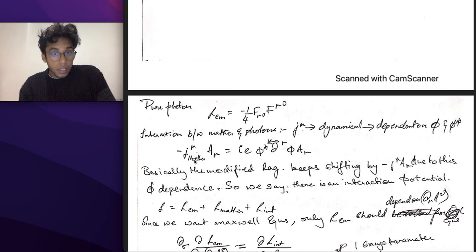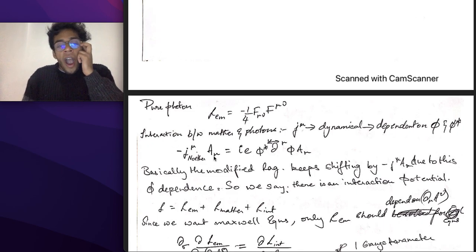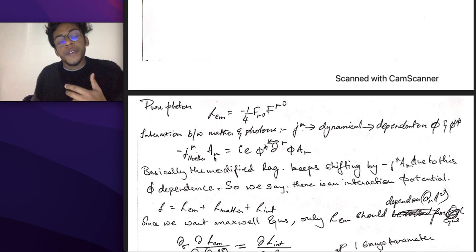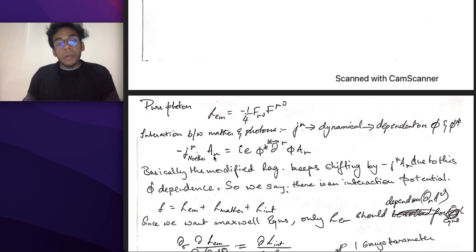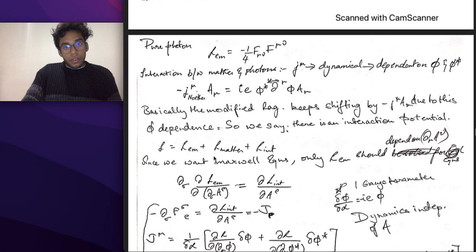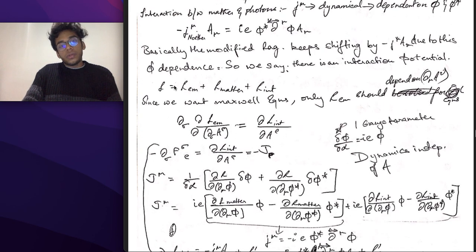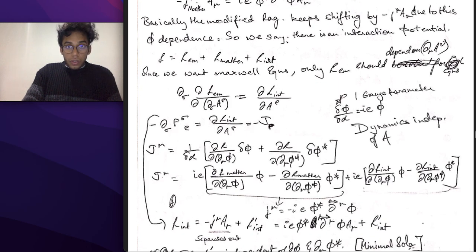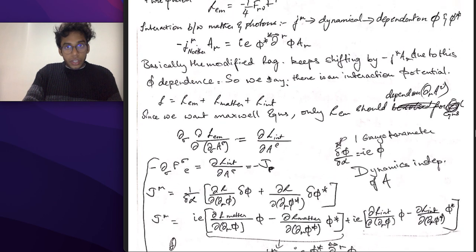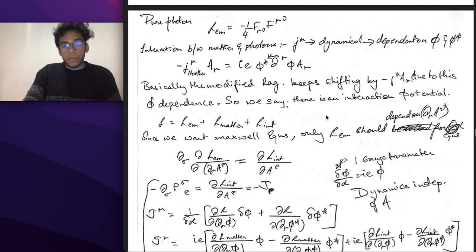So to get the actual current, we want to build a modified theory, and what we do is we call the new Lagrangian L_EM plus L_matter, which is your Klein-Gordon, and which is a free electromagnetic F_μν, plus L_interaction. So now this L_interaction is essentially, so there is one problem here.